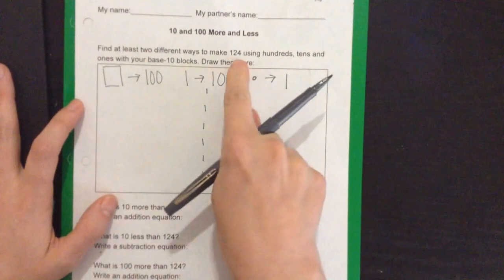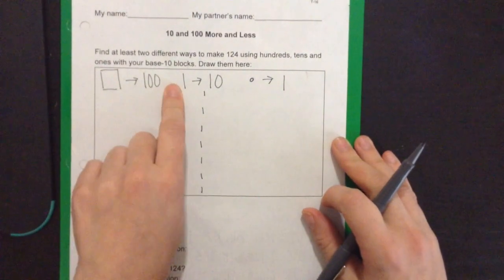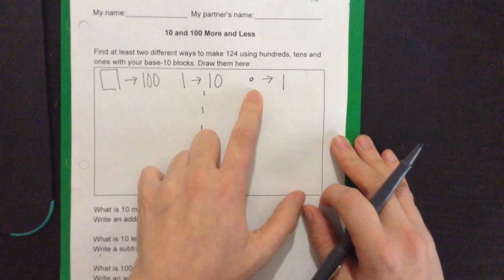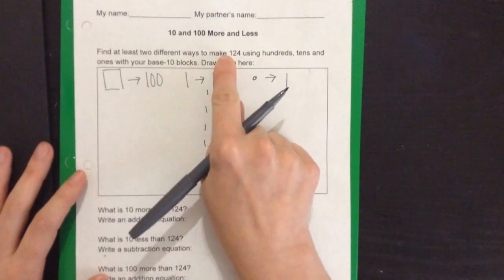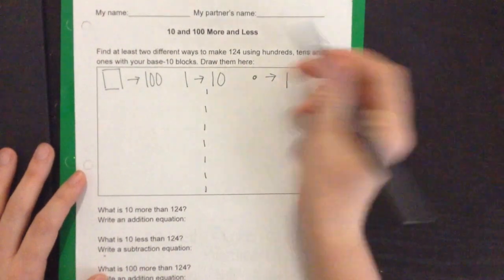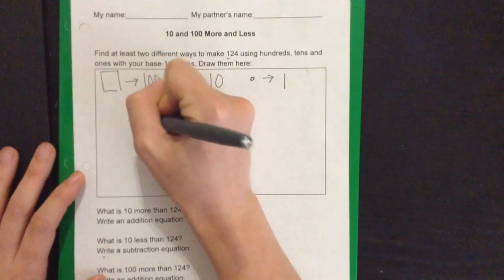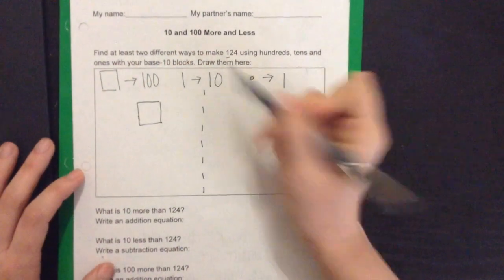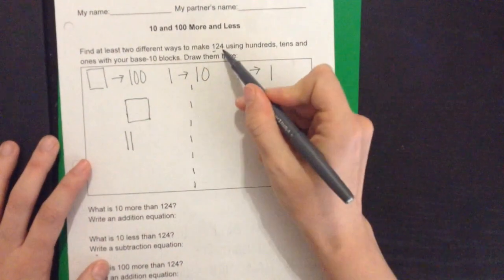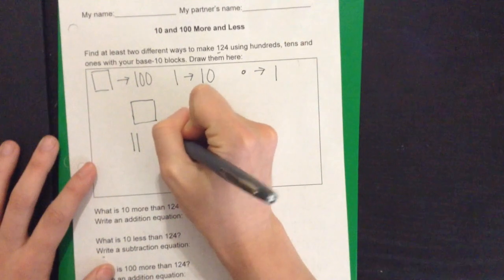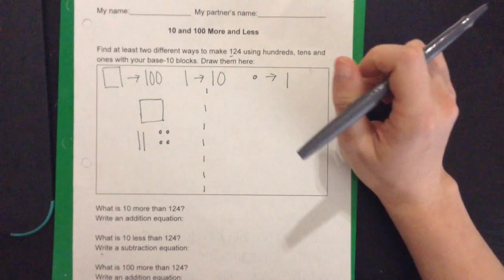So let's think. We've got 124, and remember, these boxes represent 100. A stick or a line represents 10, and a dot represents a 1. So, how many hundreds do we have in 124? We have 100, right? So I'm going to draw one big box. How many tens? 2 tens. And how many ones? 4 ones. So that's one way that you could draw this number.